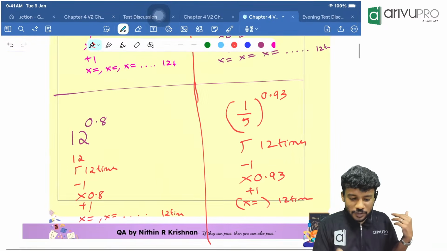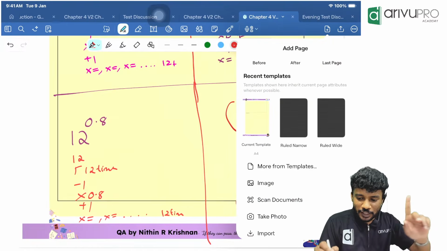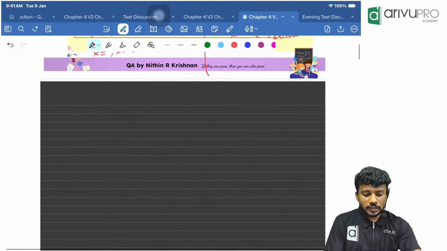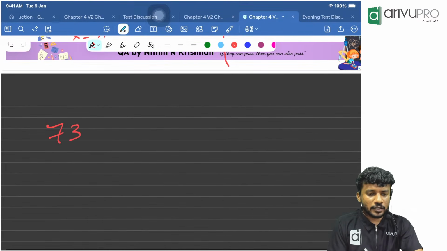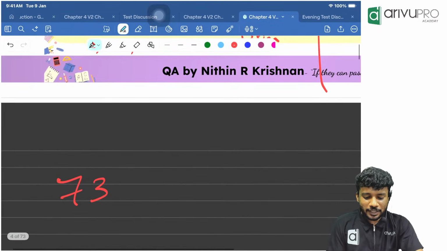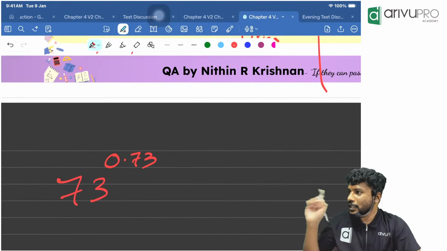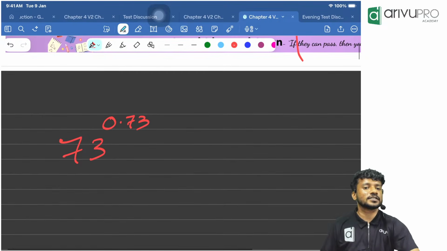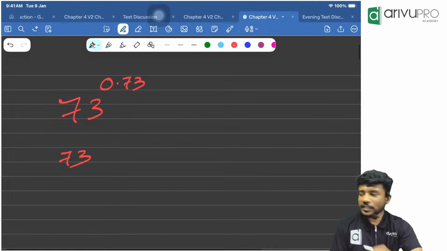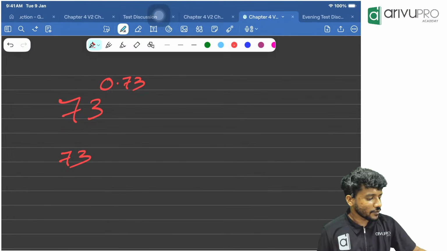Now, you tell me the question. If you tell me one more question, we will do one last question. 73 power 0.73. That is the question. After that, we have one more question. First, we will finish this. 73 power 0.73, how to find? Type 73 on your calculator. 73 I wrote.